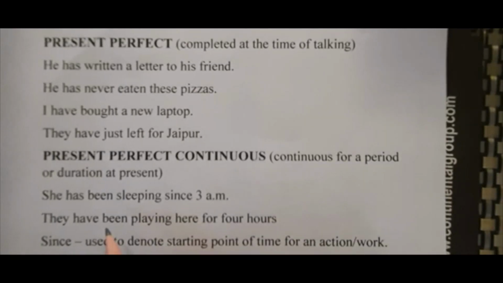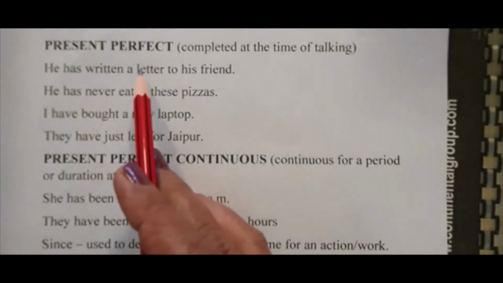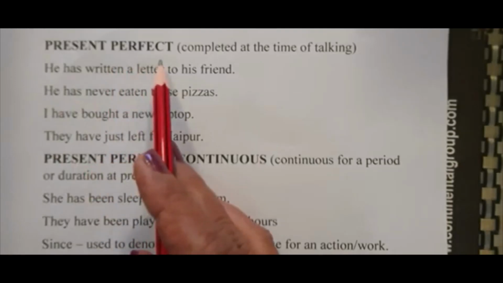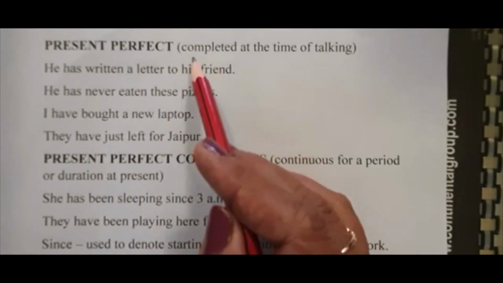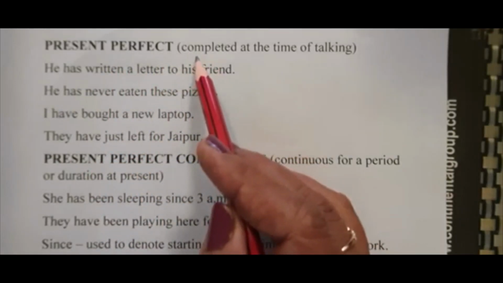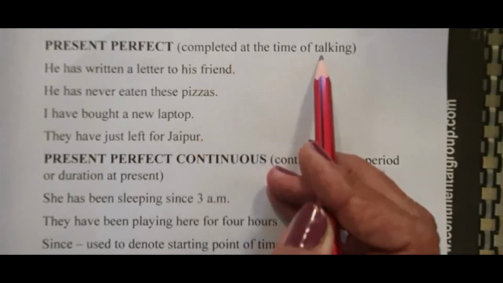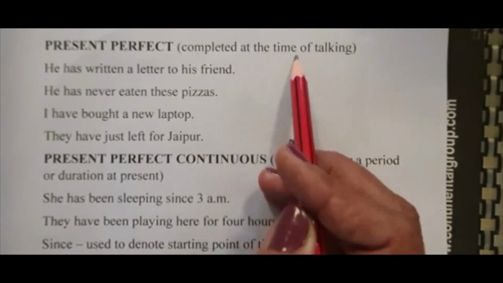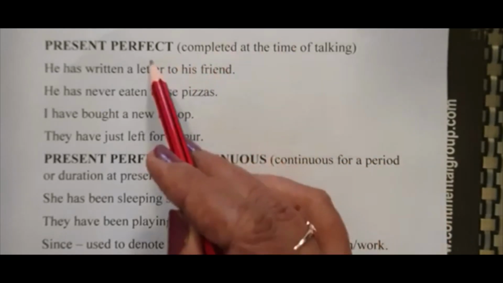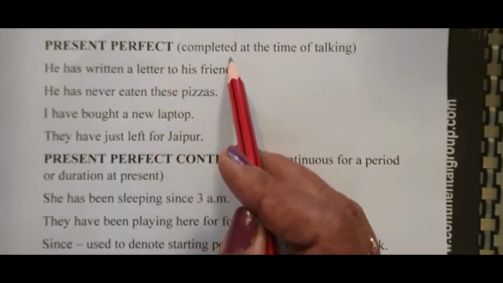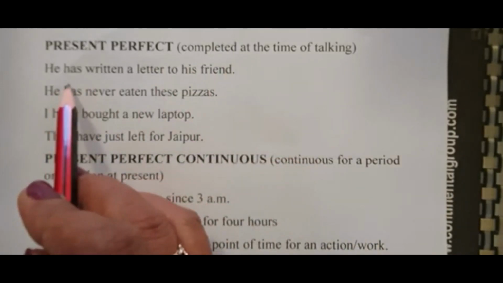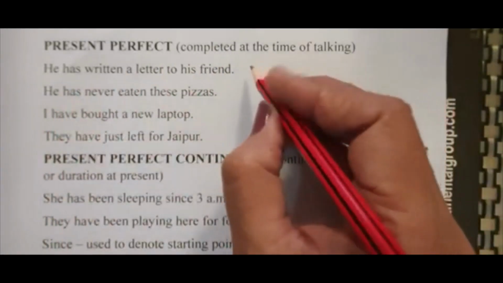Now let us see how to use present perfect tense. Present perfect tense is used when some work or some action has been completed at the time of talking or at present. When we are talking of the action, that action is complete. First of all, let us see the verb forms.